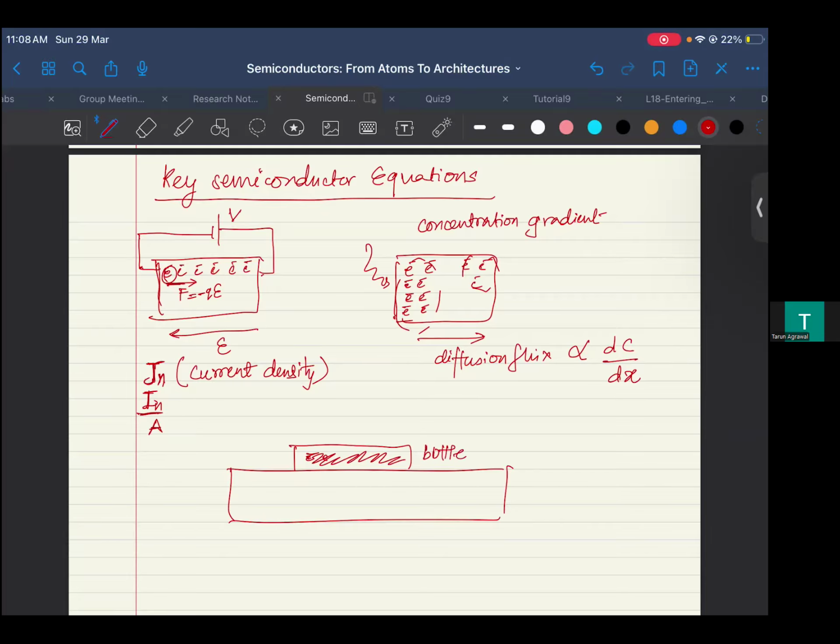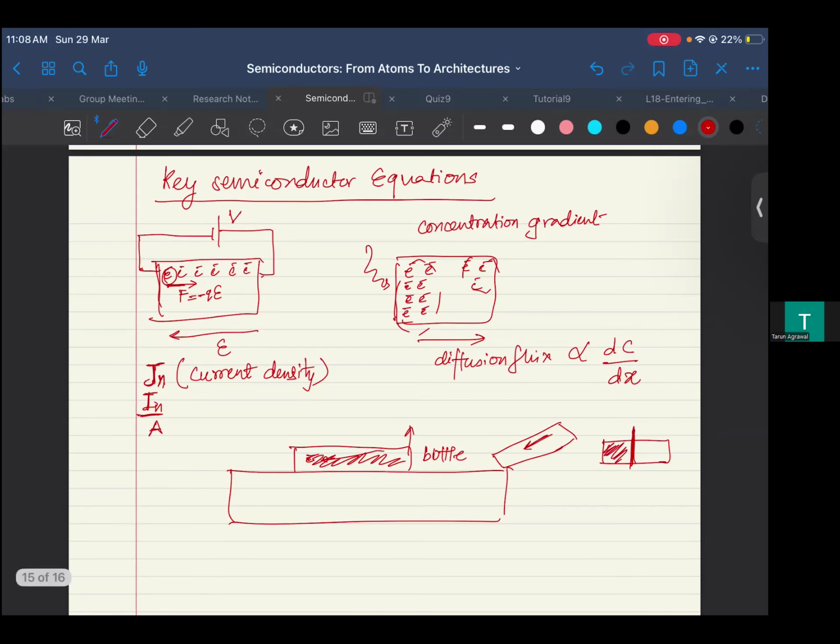And we saw that when we lift the bottle on one side, there is a net flow of water, which is what we understand as drift, right? Or we saw that we could create a membrane, meaning there was a plug in between, and we filled a lot of water on one side. When we remove this plug, there is a water flow, right? So this is what we named as drift, and this is what we named as diffusion.